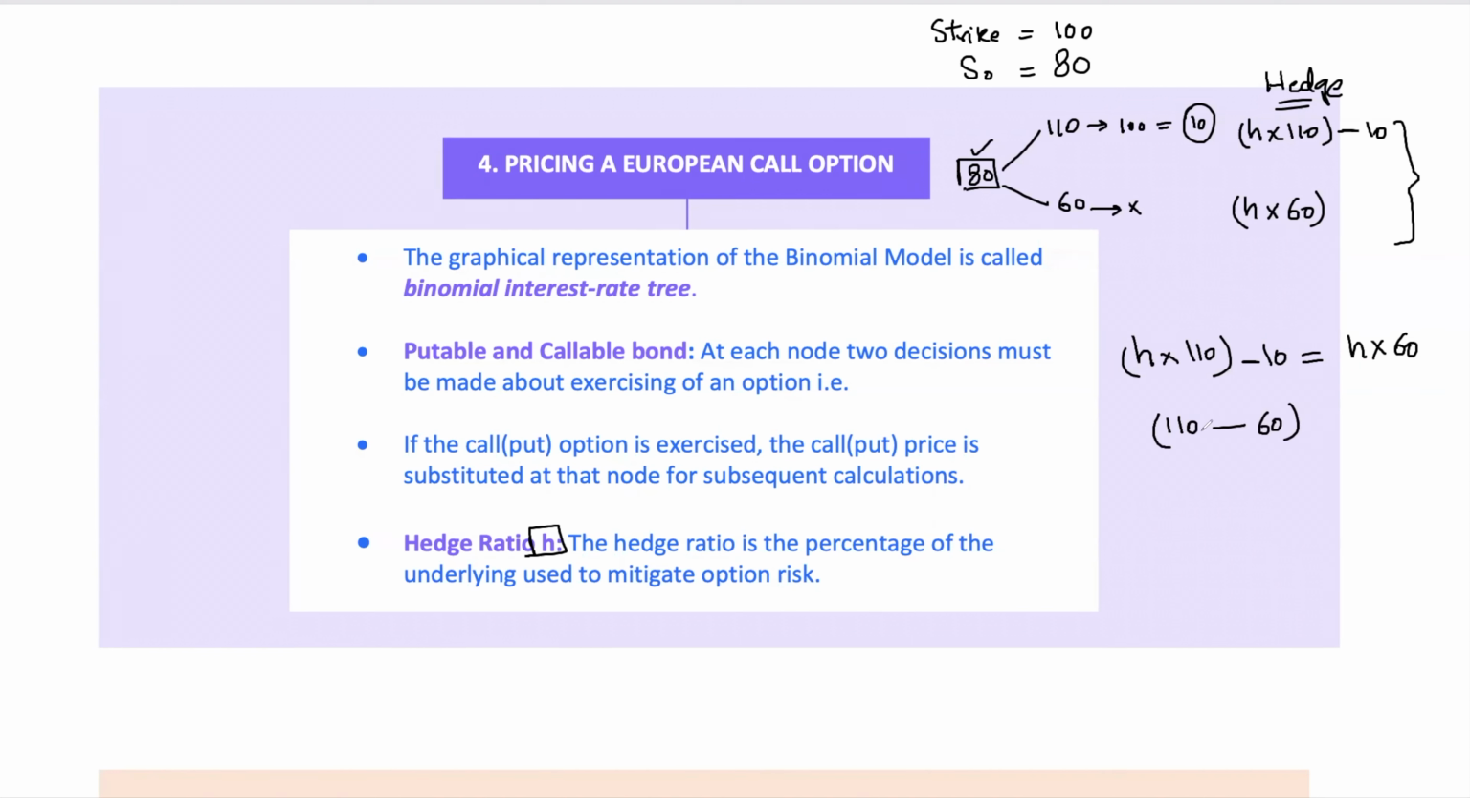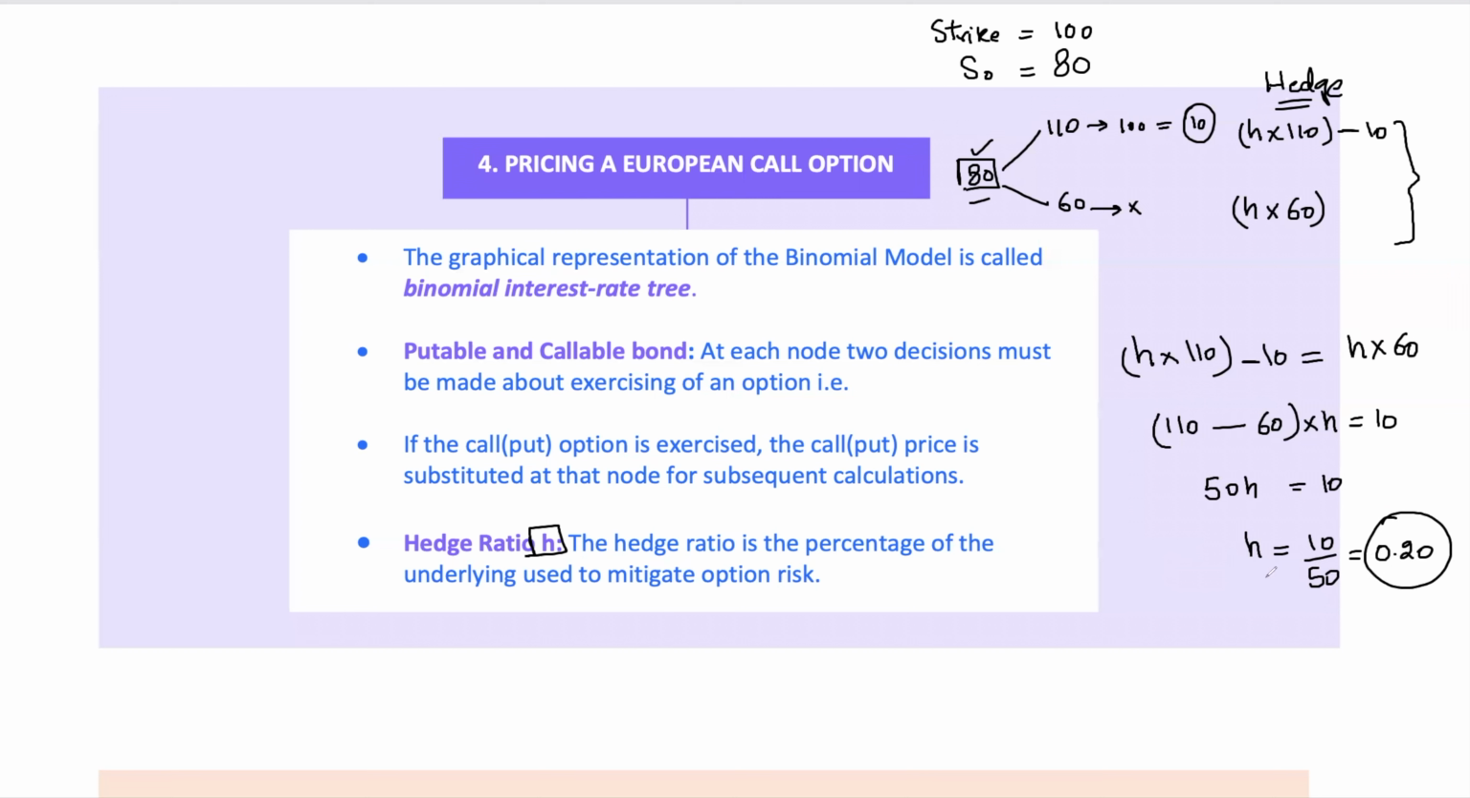Now let's solve for H, and for that, bring everything with H to one side. This leaves us with 50 times the number of shares being equal to 10. Finally, divide 10 by 50 to get 0.20. This means that to hedge one call option, you need to buy 0.20 shares of the stock.